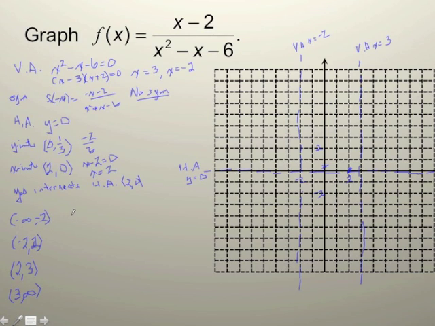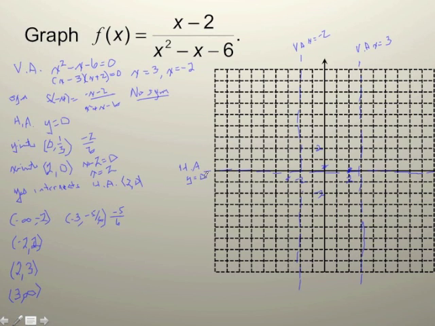If we use, in this region, let's say x is -3, then we would have -5 over 9 plus 3 minus 6. 9 plus 3 is 12, minus 6 is 6. So we have the point -3, -5/6. So -3, -5/6 would be approximately here.